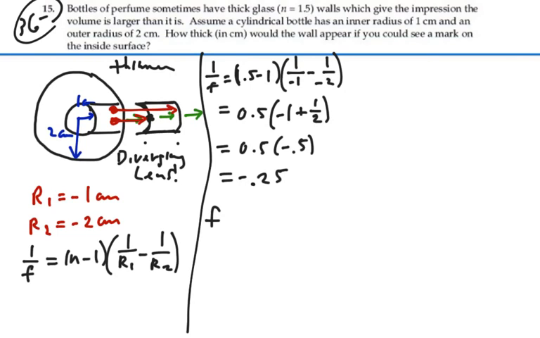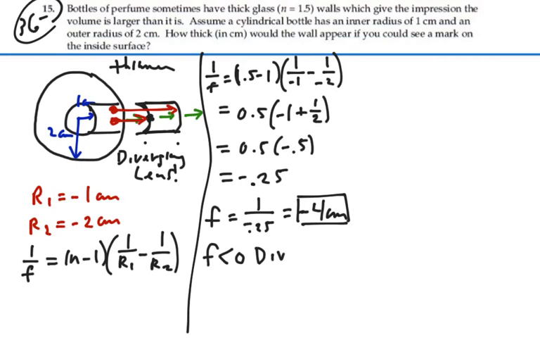So our focal length will be 1 over this, 1 over a negative 0.25, which would be 1 over a negative 1/4, which will give us a negative 4. So the focal length of this lens is a negative 4. Since the focal length is less than 0, that is indeed a diverging lens. Nice to know. So we have ourselves a diverging lens.